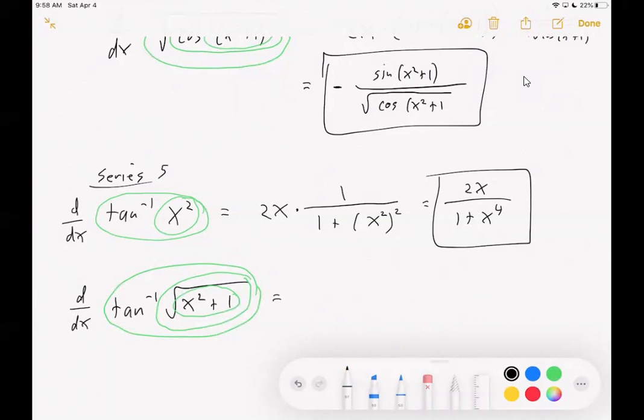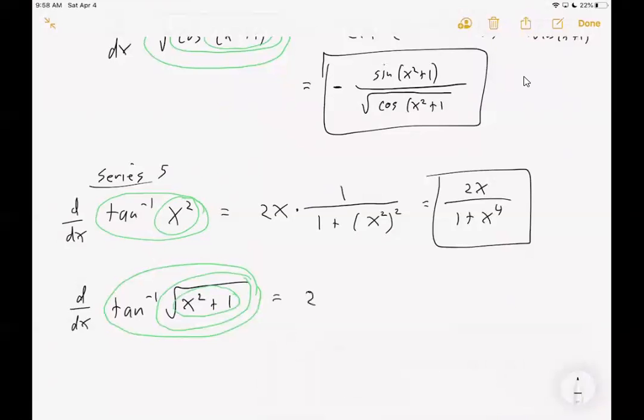The layers have derivatives: inner layer, 2x. Next layer is that square root layer, so it's 1 over 2 times the square root of the inner layer. And then you have the inverse tangent, so it's 1 over 1 plus, be careful, something squared. What gets squared? The whole inner 2 layers.